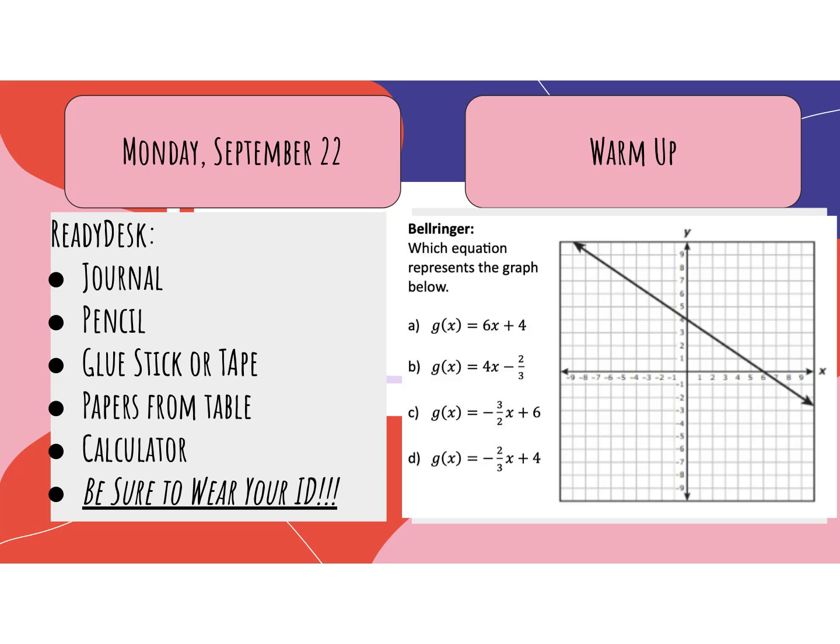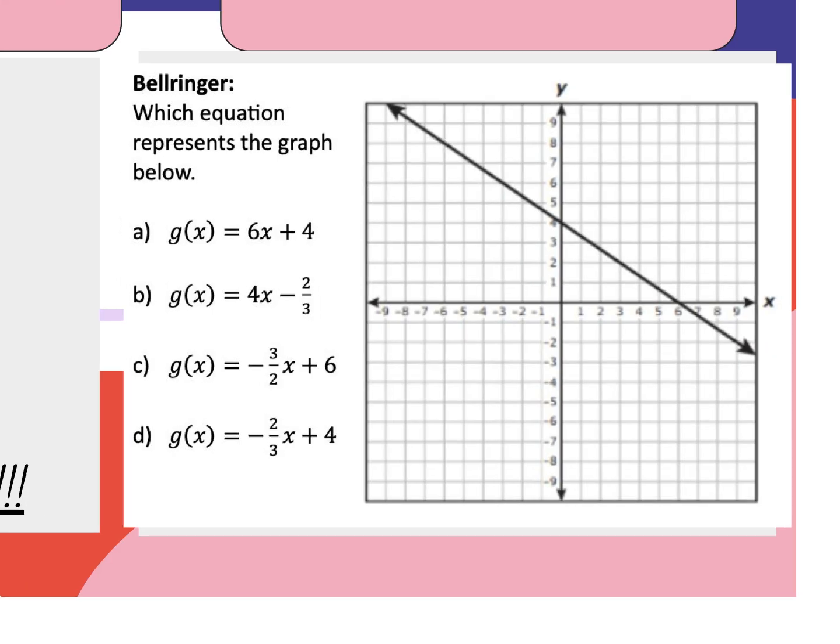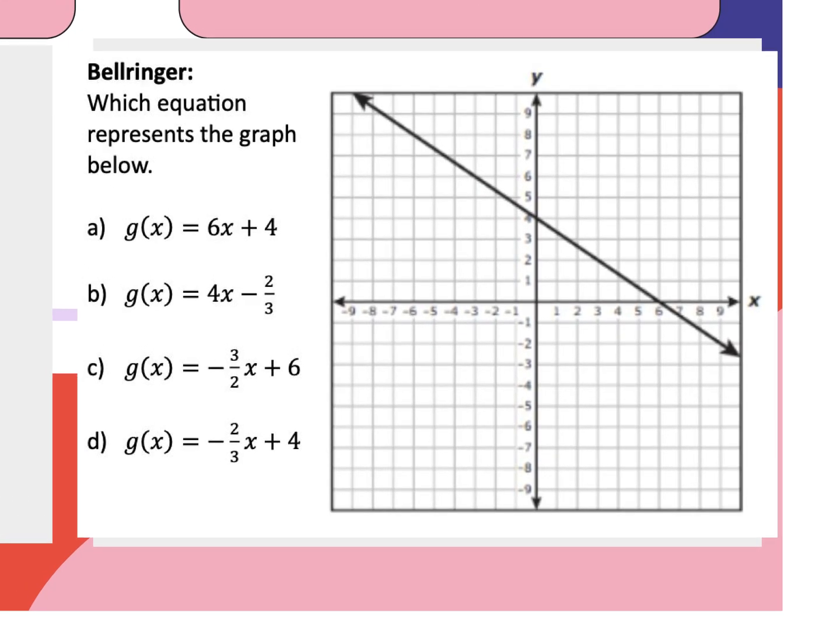We're going to start talking about something called point-slope form today, but before we do that, I want to review slope-intercept with you very quickly. Remember, in slope-intercept, it's y equals mx plus b, where m is our slope and b is our y-intercept.